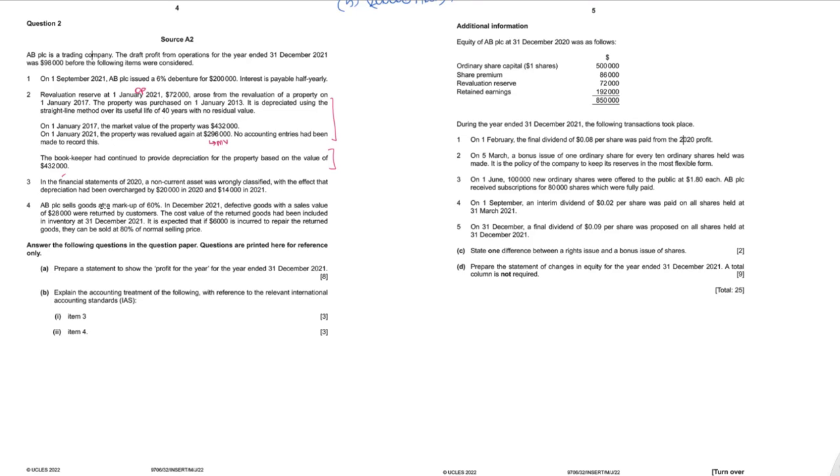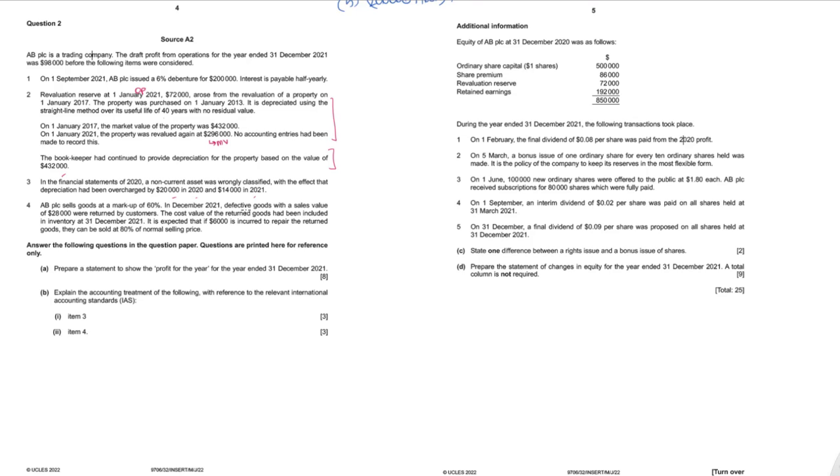Third adjustment: in the financial statements 2020, a non-current asset was wrongly classified with the effect that depreciation has been overcharged by 20,000 in 2020, which is the previous year, and 14,000 in the current year. So extra depreciation of 20,000 and 14,000 has been given. AB PLC sells goods at a markup of 60%.